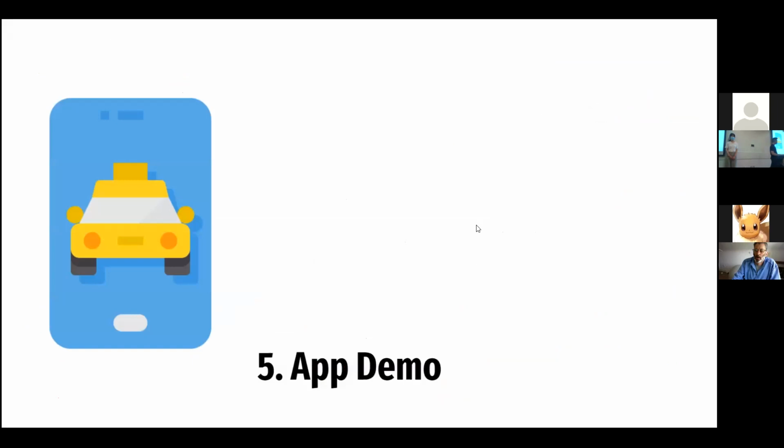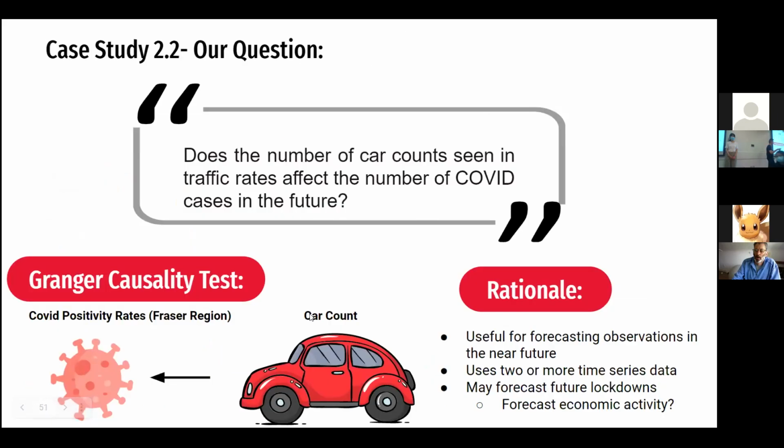One of the tests that we use is a Granger causality test, which is useful for forecasting observations in the near future, and it's useful for two or more time series. And if we're able to forecast positivity rates, then we're able to forecast future lockdowns, which may indirectly forecast potential disruption in economic activity.